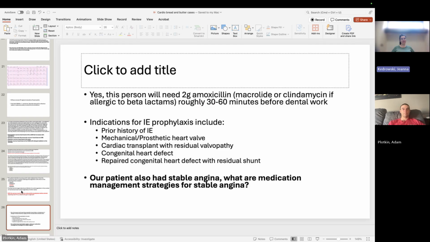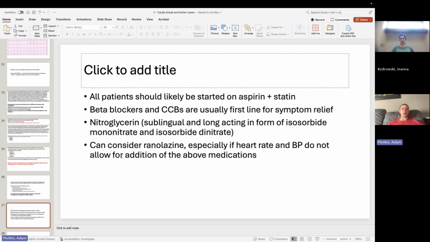Probably start them on aspirin. Yep, aspirin. So aspirin, statin, always, right? Aspirin and statin. Beta blocker and calcium channel blockers for symptoms. Sublingual nitro can also be used for symptoms. Long-acting nitroglycerin, like your isosorbide mono- and dinitrate, can also be used. And then if all else fails, we can use ranolazine, which is a sodium channel blocker.